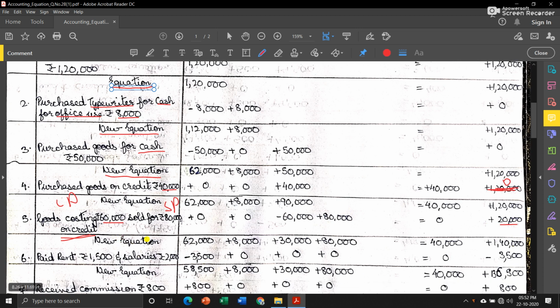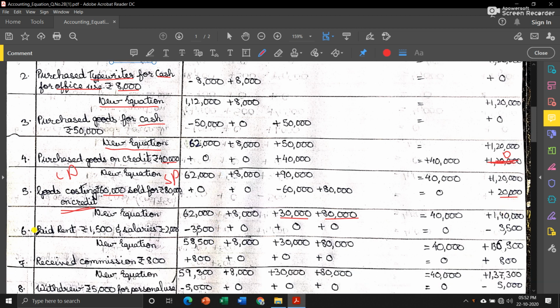Now after this we will find the new equation, that is 62,000 plus 0 is 62,000, typewriter 8,000 as usual, goods 90,000 minus 60,000 we will get 30,000, then debtors we have a new 80,000 balance, then creditors we have 40,000, and capital 1,20,000 plus 20,000 is 1,40,000.